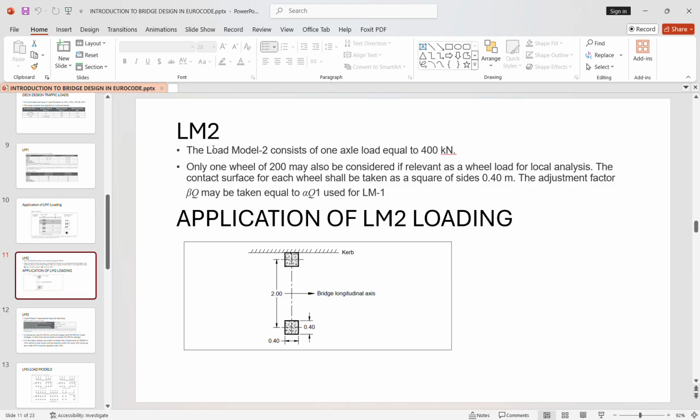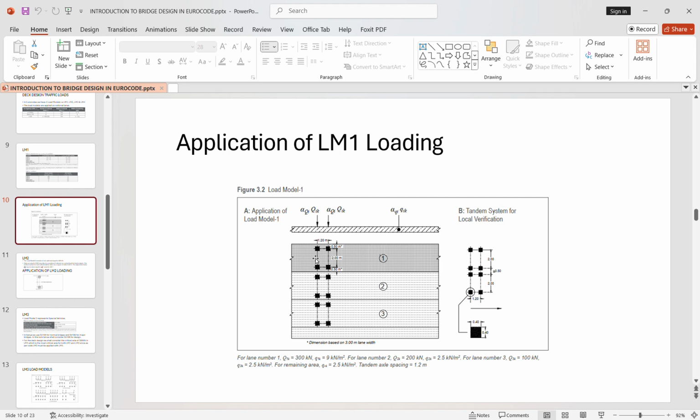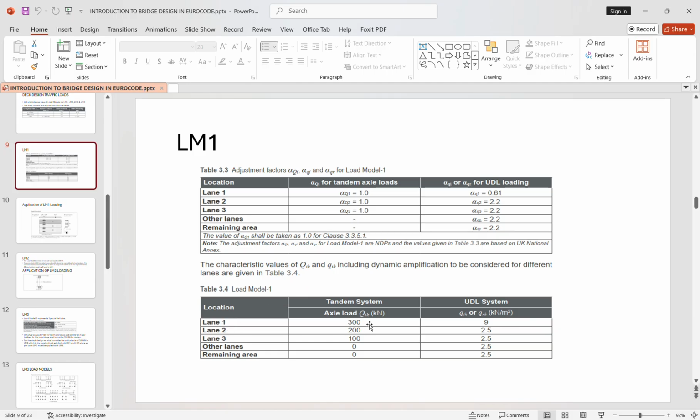So for load model 2, we usually use it for local analysis where we require to test for a wheel loading. The load model consists of one axial load of 400 kilonewtons. So per wheel it is 200 kilonewtons. It is the same thing as for load model 1. This is load model 1. We shall be using lane 1. It is an axial of 300 kilonewtons.